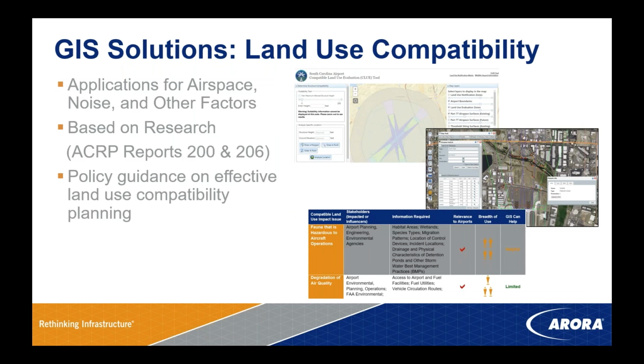As airports and the communities around them tend to grow and encroach on one another, there's an increasing focus on land use compatibility. Two of the key elements of that are airspace planning, but also noise mitigation and other factors such as construction, traffic delays, and safety considerations. The good news is the Airport Cooperative Research Program has recently published 2 reports, Report 200 and 206, that talk about the importance of land use compatibility around airports. And specifically, Report 200 provides guidance as to how to use GIS to achieve those goals.